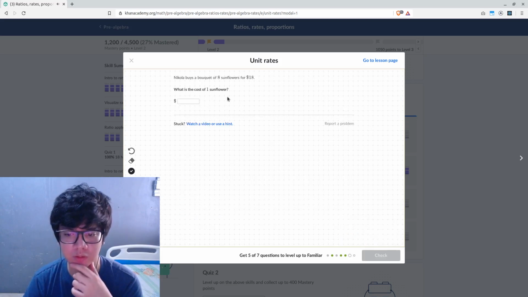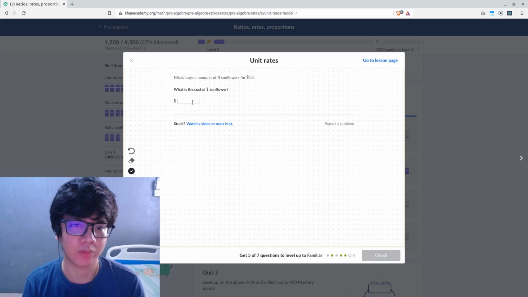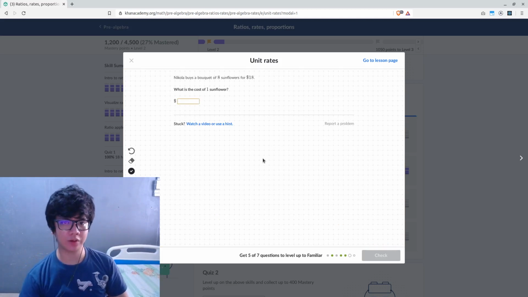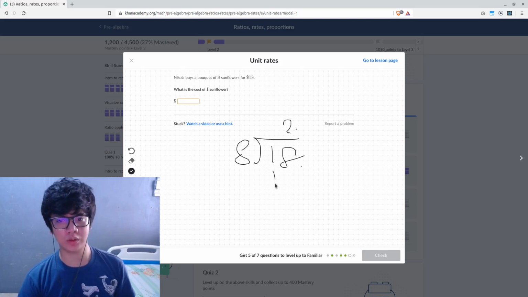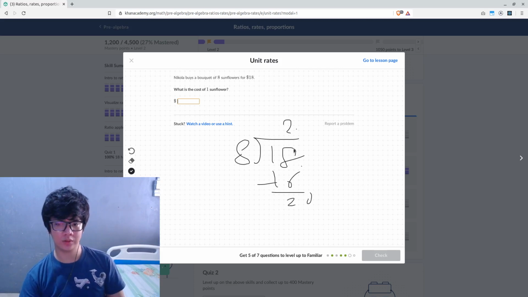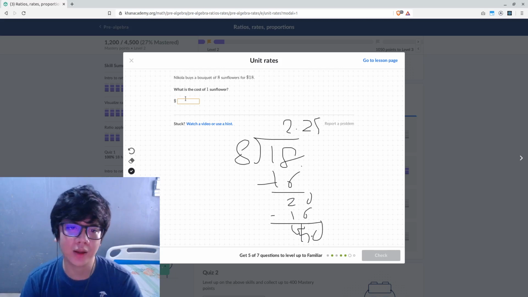Cow works. Nicola buys a bouquet of 8 sunflowers for 18. What is the cost of 1 sunflower? Actually, we divide that by 8. So we have 2, 16, 20. It's gonna be 2 again. We have 16. Wait, what? 2.25.